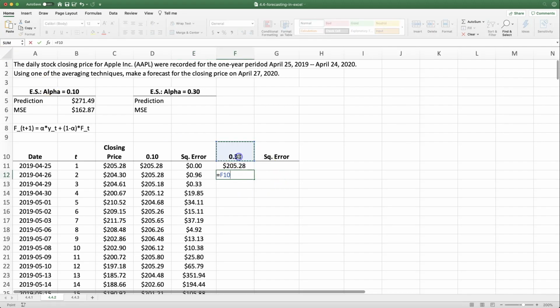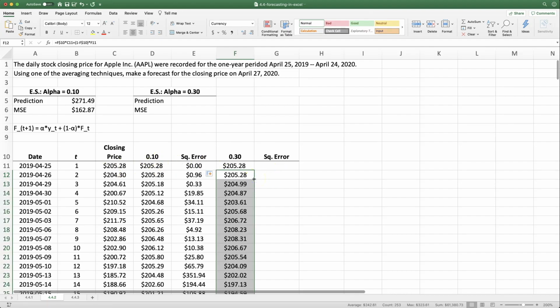So this time we get 30% weight on the previous day's observed value. Instead of 10% weight, it's 30% weight on that 205. And then we're going to add 70% weight, 1 minus 30%, to the previous day's forecast value. Now the forecast will be living in this column, whereas the observations are still living in column C. Again, I need to fix those references to the exponential smoothing constant. We need to fix the row that they're in. And we hit enter. 205.28, again, it's going to be the same as the first day because the forecast and the observation were the same.